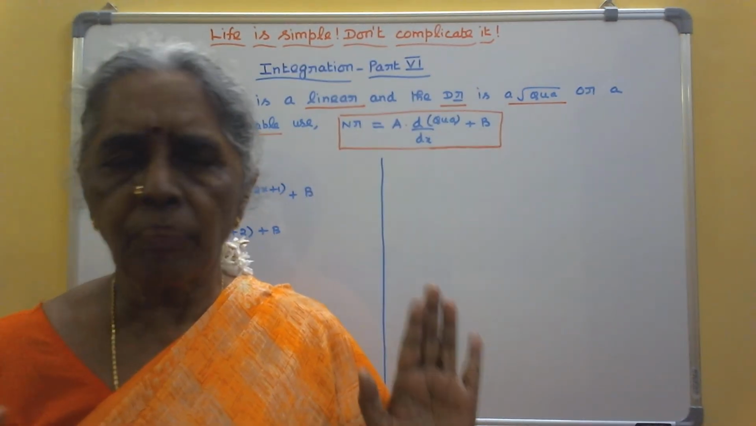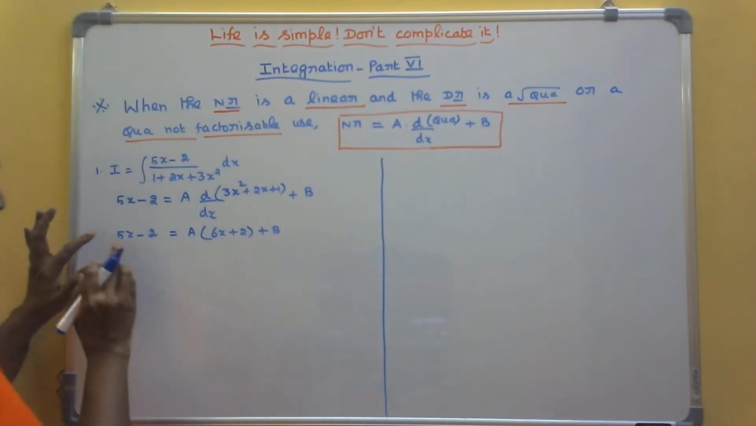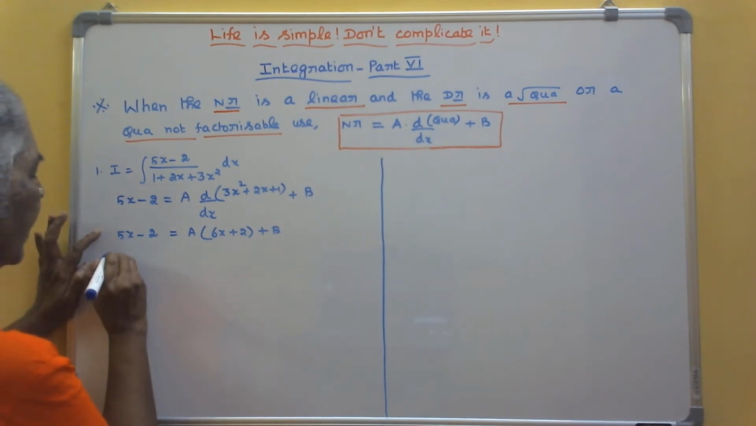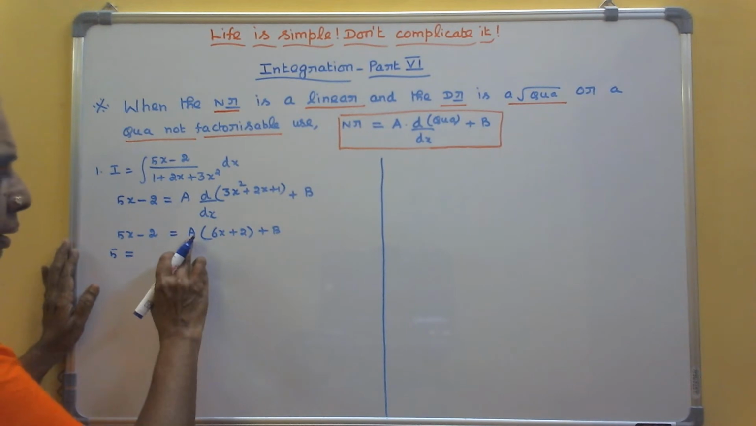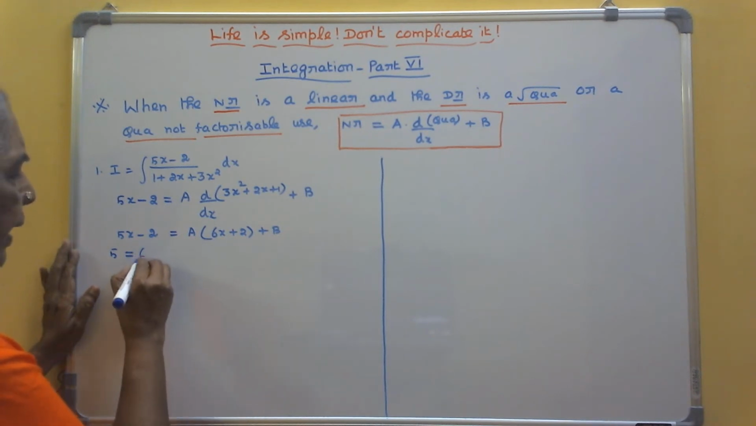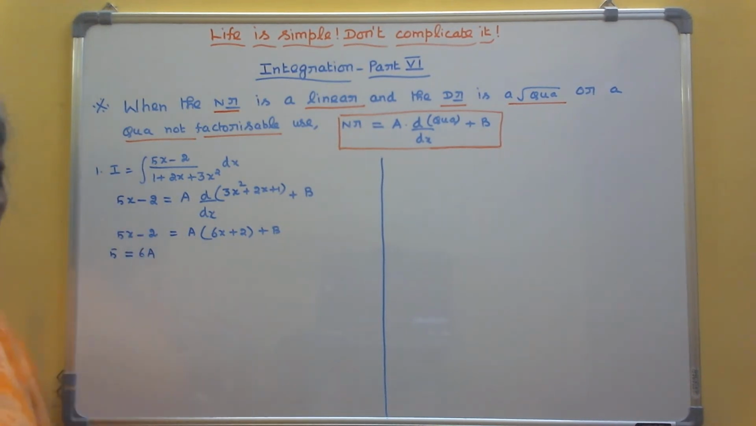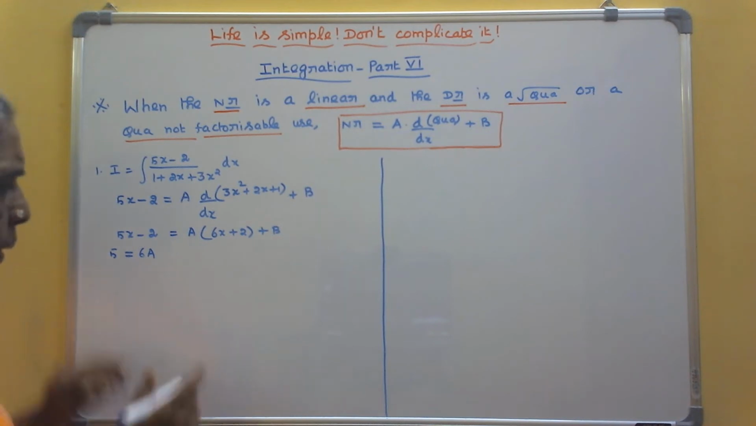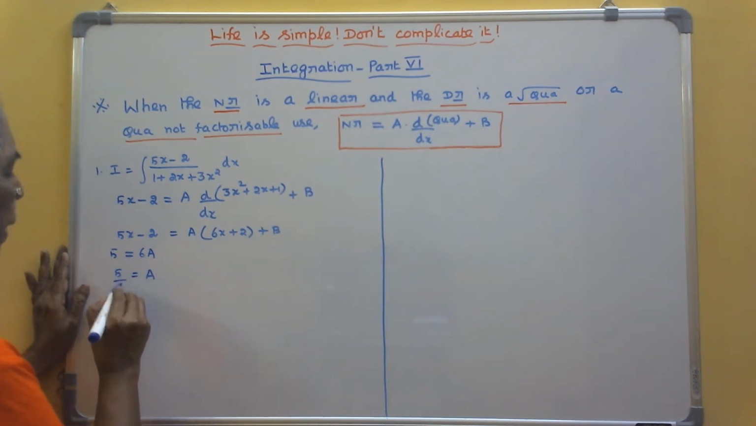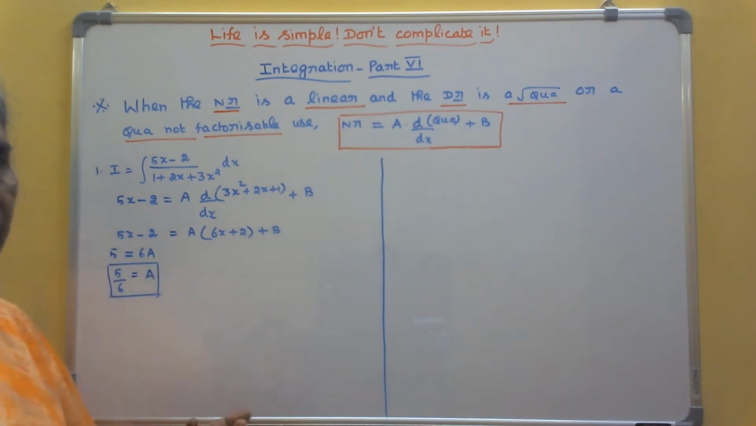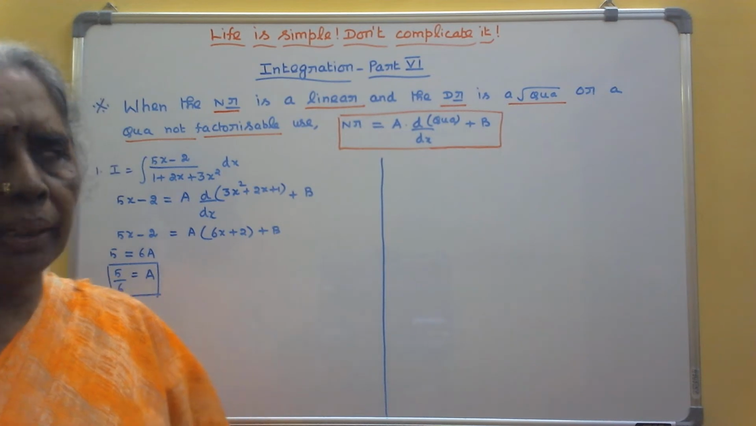Do you follow? So, here the coefficient of x is 5. That will be equal to, here the coefficient of x will be 6a. Okay. So, I will get a is equal to 5 by 6. Actually, in this type of sums, you will get some fractions. You need not bother about it.